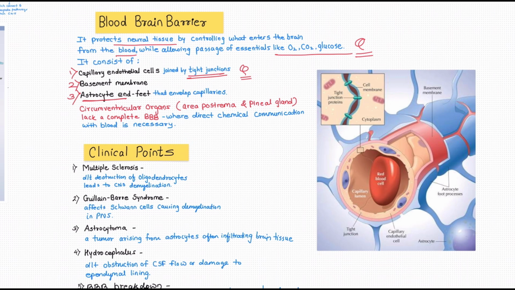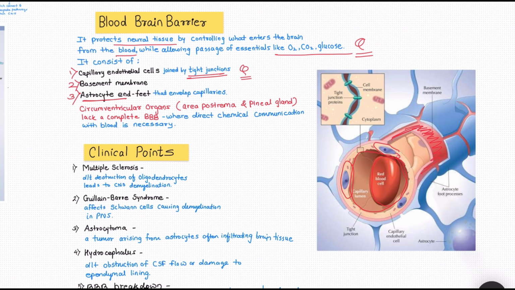Capillary endothelial cells which are joined by tight junctions. You can see this is the lumen of a capillary. These are red blood cells in the capillary lumen, and these are endothelial cells. And this pinkish color is the basement membrane. The third layer will be astrocytes' end feet.